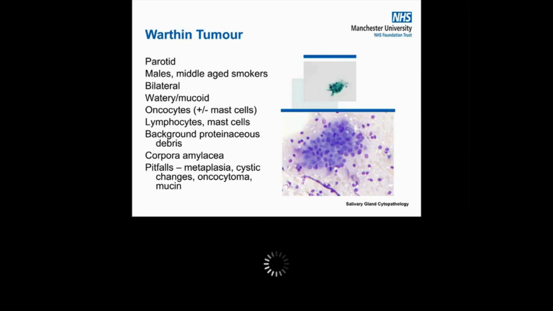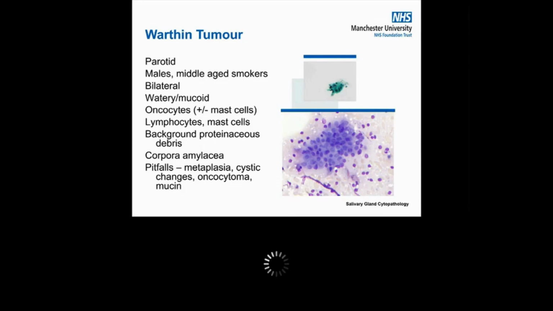On cytology, we'll have a trilogy of oncocytes, lymphocytes, and background proteinaceous material. The oncocytes will be in flat honeycomb sheets with round nuclei usually containing nucleoli and granular cytoplasm. Can see corpora amylacea there too, and crystalloid material. So there are a few pitfalls here.